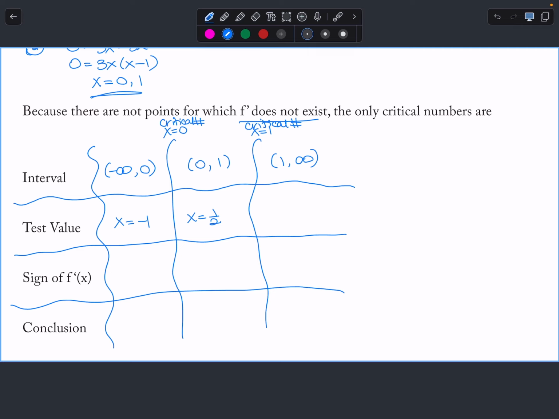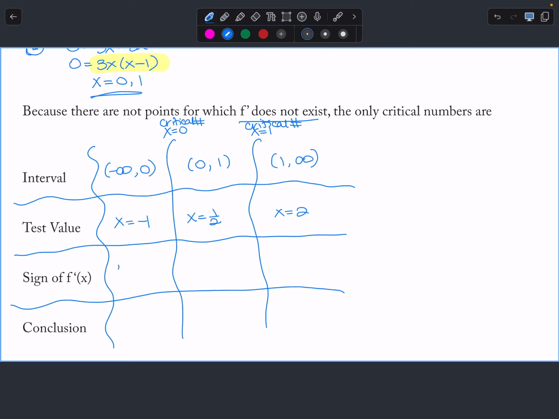And then I want to go bigger than 1, like 2. So I'm going to take my test values and plug them into the derivative. I would plug them into the factored form, because all I care about is: is my derivative bigger than 0, or is my derivative less than 0? I don't care about what the exact value is. Nobody cares. I just have to be able to tell positive or negative.